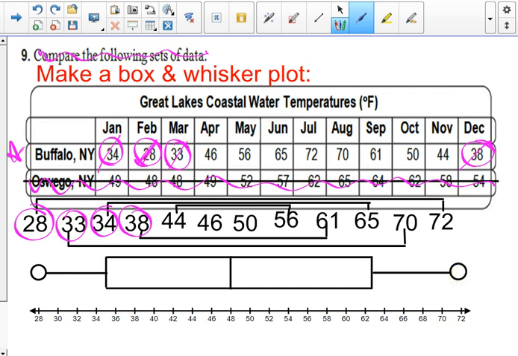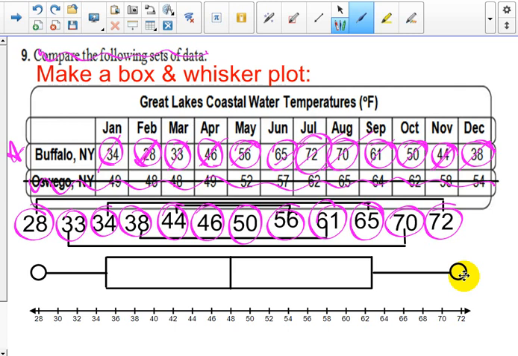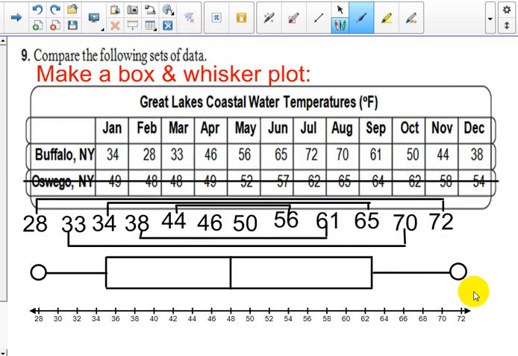Okay. Now look at my 40s. I've got a 46 and a 44, and that's it. So I'm going to do 44, 46. Now I'm going to scan for my 50s. I've got a 56 and a 50. Okay, so it's going to be 50, 56. And then it leaves me with my 60s. So I've got a 61 and a 65. And then 70, 72. There, I've accounted for every number. And I like to do that to make sure I got everything. All right, so here they all are.